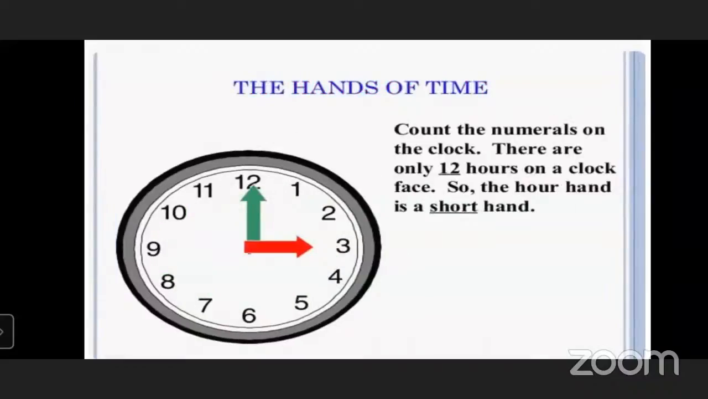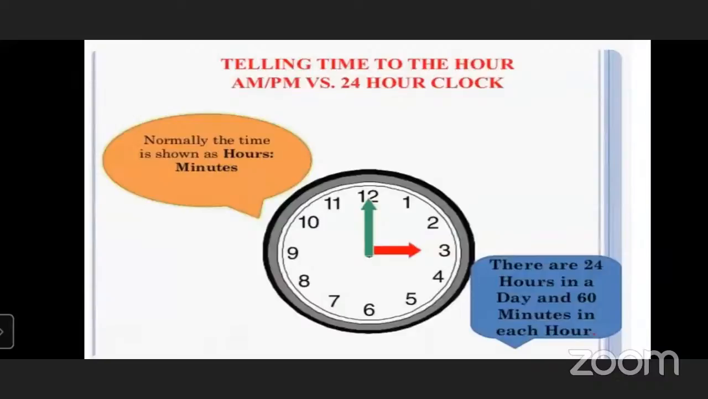Count the numerals on the clock. Here are 12 numerals. The small hand is called the hour hand, and the long hand is called the minute hand. Now we are going to tell times in AM, PM, or in a 24-hour clock.